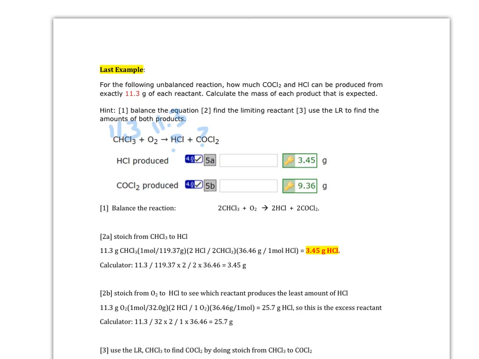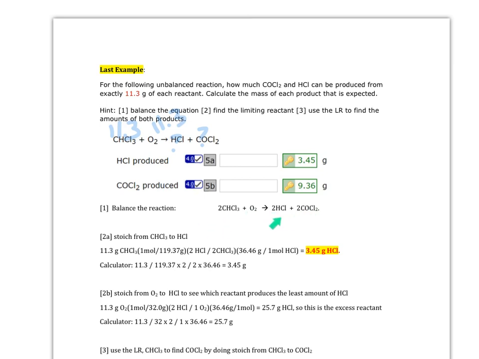So it says a hint, people. Let's look at the hint. Hint: 1, balance the equation. 2, find the limiting reactant, and then 3, use the limiting reactant to find the amounts of both products. So we've got to balance it. There it is, balanced, a 2, a 1, a 2, a 2.